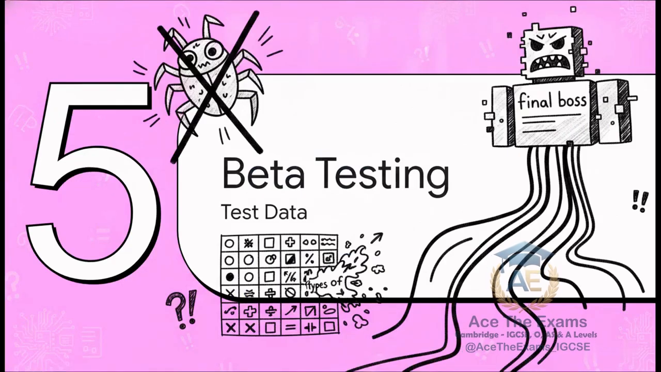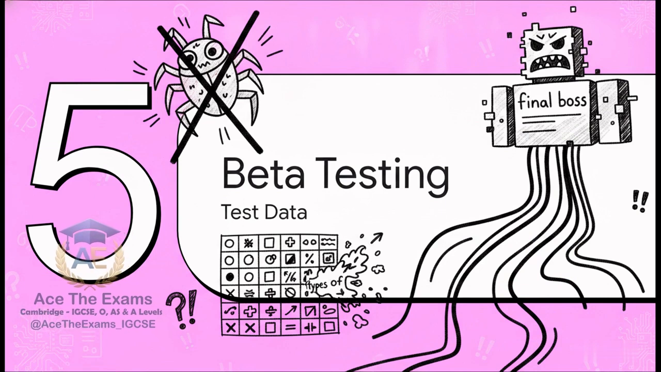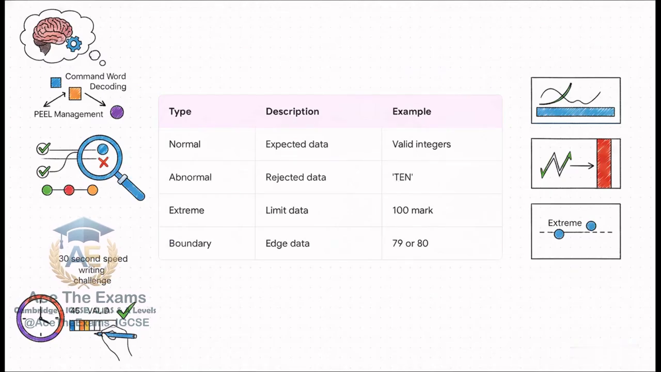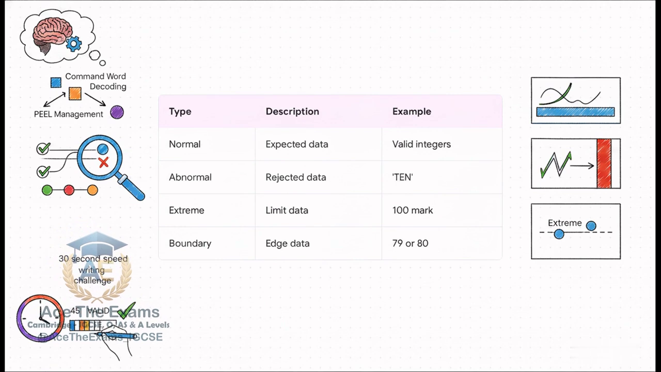Which brings us to Section 5, Beta Testing and Test Data. Once you've cleared out the bugs, you have to face the final boss. You have to stress the system with formal beta testing. To make sure your software won't just break the second it hits the real world, your test schedule has to cover 4 very distinct categories of data.